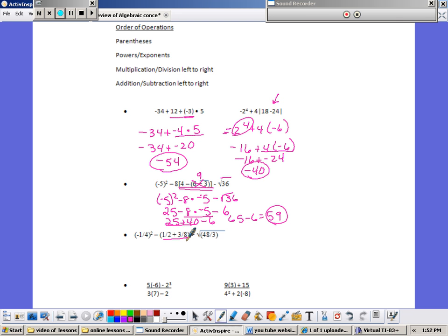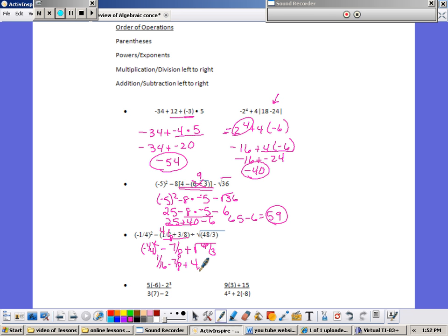Parentheses. 1/2 plus 3/8. So I need a common denominator of 8, so I have to change this to 4/8. That gives me 7/8. Powers. Negative 1/4 squared times negative 1, that means negative 1/4 times negative 1/4 is 1/16 minus 7/8 plus 48 divided by 3 is 16, and the square root of 16 is 4.